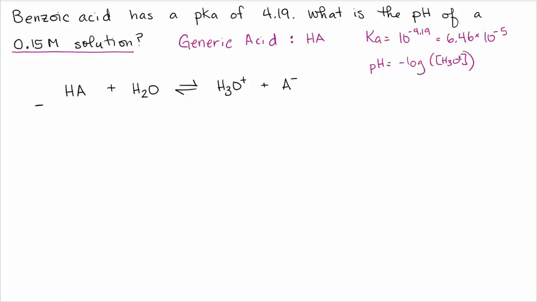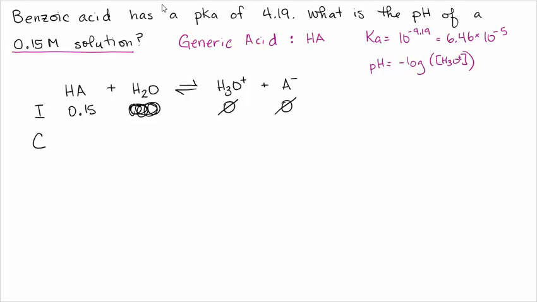The initial concentration of HA, benzoic acid, is 0.15 molar. We don't care about water. The initial concentration of hydronium is 0. The initial concentration of the anion of benzoic acid, also called benzoate, is 0 as well.